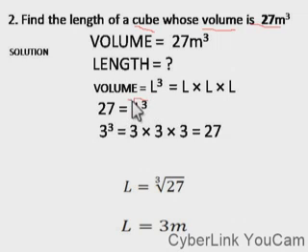When we find the cube root of both sides, the cube root will cancel the cube here, and we also have the cube root on this side because we are applying it on both sides. So we are now left with L equal to the cube root of 27. It's just like asking, which number will you multiply by itself 3 times to give you 27? That number is 3, because 3 times 3 times 3 gives us 27. Therefore, the cube root of 27 is 3 meters.